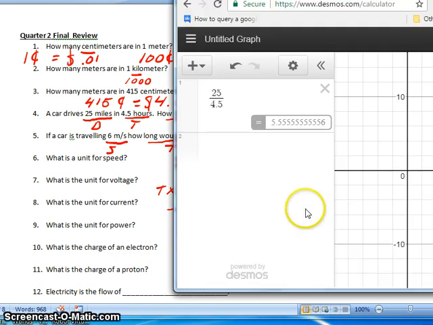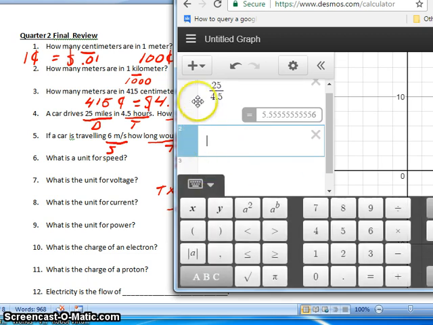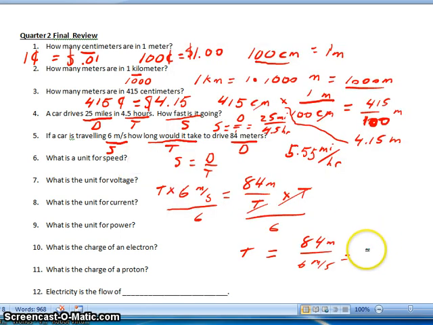And we can put that in our calculator. For decimals, you can just keep adding formulas here, which is pretty nice. 84 divided by 6 is 14. So this is going to be 14 seconds. That's our answer.